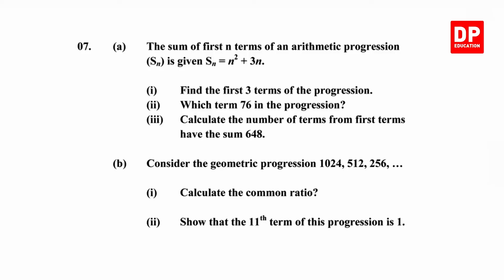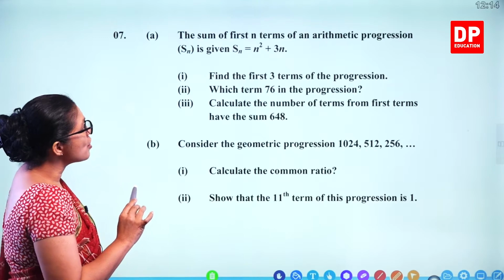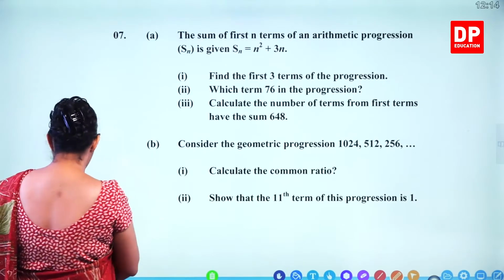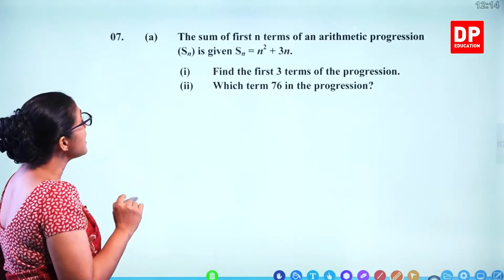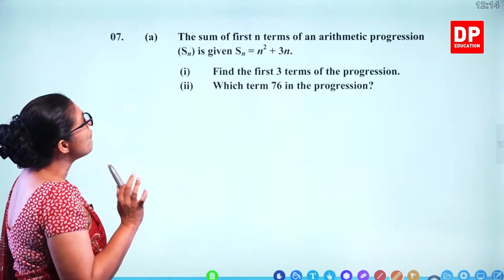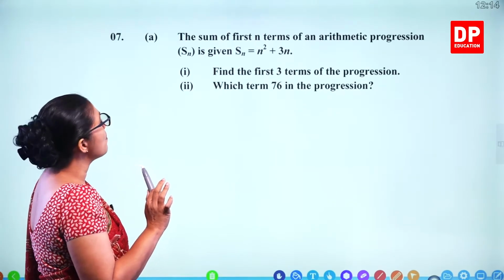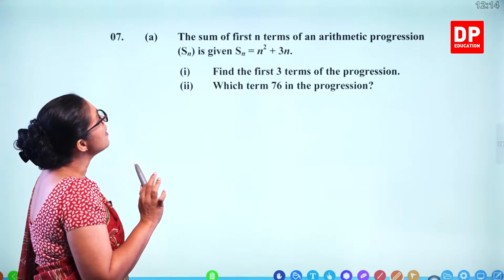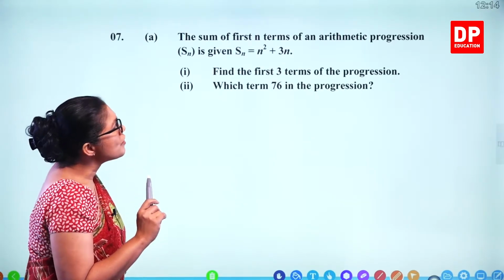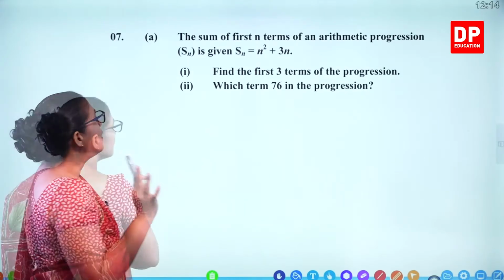Question number 7 is about geometric progression and arithmetic progression. So there are 2 parts, A and B. Part A is about arithmetic progression. The sum of first n terms of an arithmetic progression is given by Sn = n squared plus 3n. Find the first 3 terms of the progression.